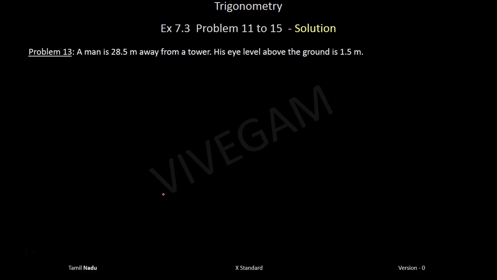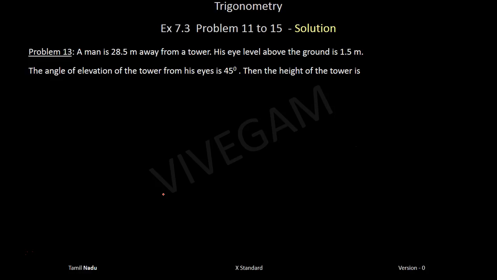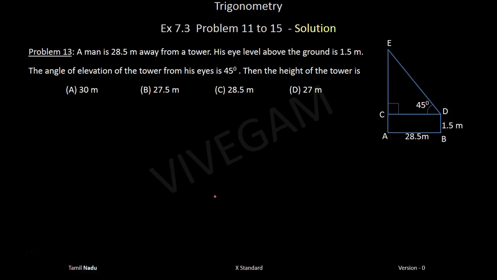A man is 28.5 meters away from a tower. His eye level above ground is 1.5 meters. The angle of elevation of the tower from his eyes is 45 degrees. Then the height of the tower is. It's a complicated problem. I don't understand why they have given it here in the objective. But anyway, let's draw a simple diagram.